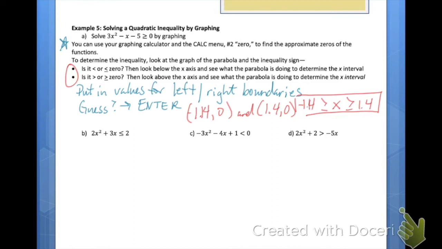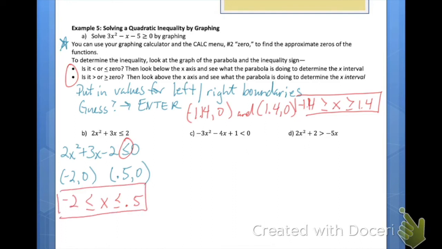All right, and then on B, we know that when we graph that, well, first we put it in standard form. We found that our x-intercepts were at (-2, 0) and (1/2, 0). So we want the x values, the part of the parabola that is less than where y is 0. So we wanted the little dip, and the x values that are above that part of the parabola are the ones that were less than or equal to 1/2 and greater than or equal to -2.